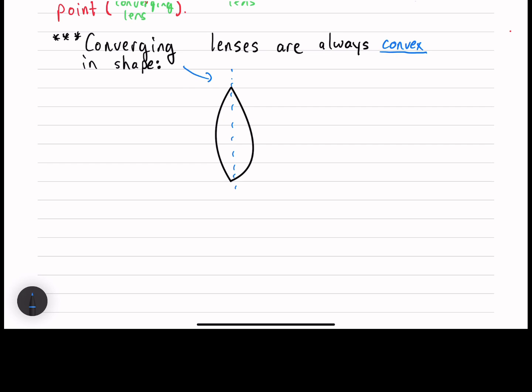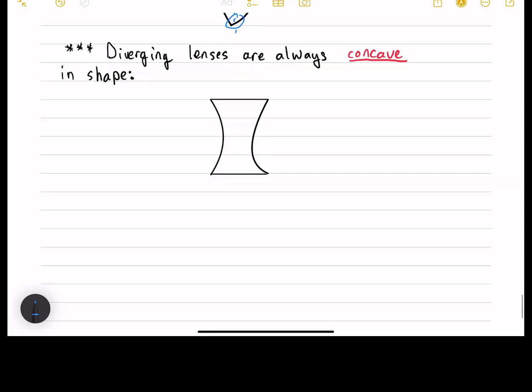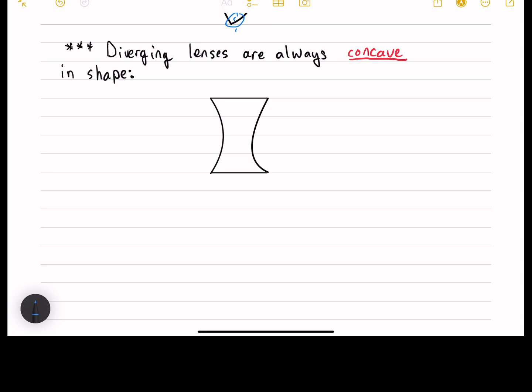And what that means is if you look towards the center over here, we could say that the center is thicker than the edges, and the edges would really refer to the top and the bottom over here. And what that means is that it'll concentrate light at a certain point. Now, diverging lenses, or lenses that tend to spread light out, are always concave in shape.